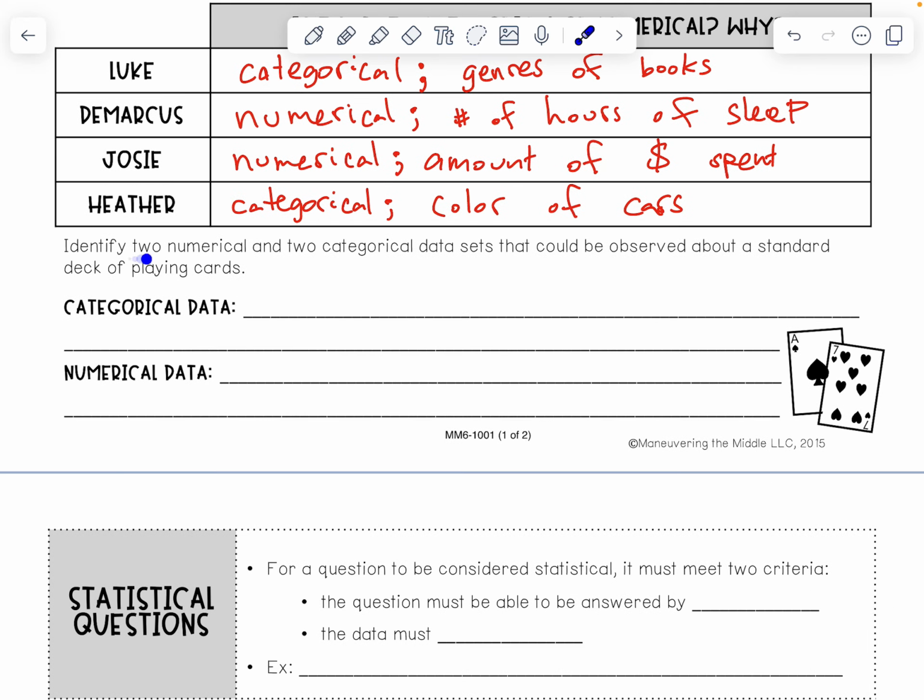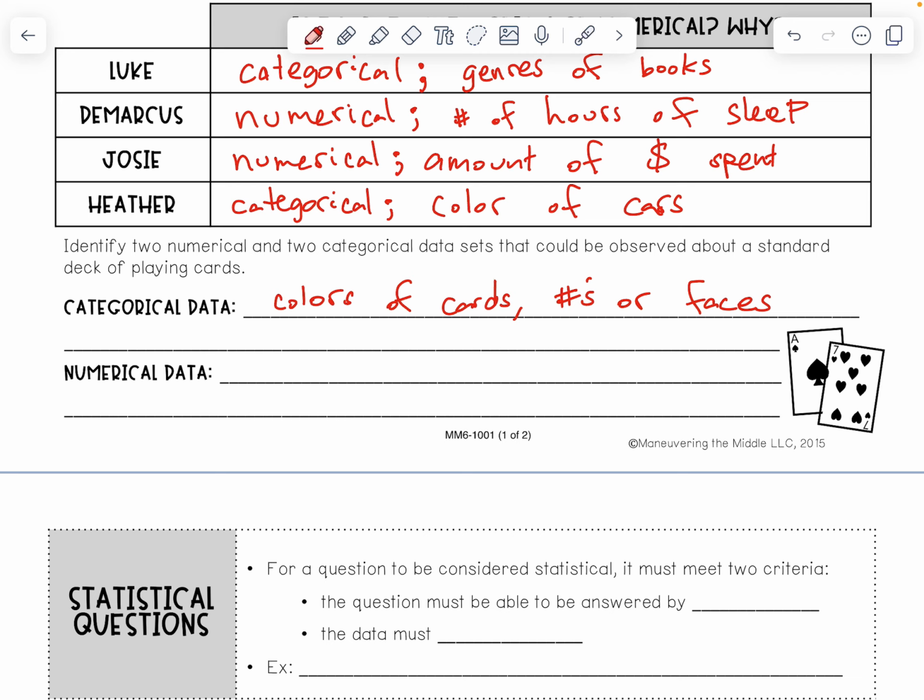Anyways, we're going to identify two numerical and categorical data sets that could be observed about a standard deck of playing cards. So if you've ever seen a deck of playing cards, it's like this. Categorical data could be the colors of cards, which are either red or black, and whether the cards have numbers or faces. Because if you've seen a deck of cards, they have a K, a J, and a Q, which stand for Jack, Queen, and King. And they also have an A, and that's the ace, which usually is a stand-in for one.